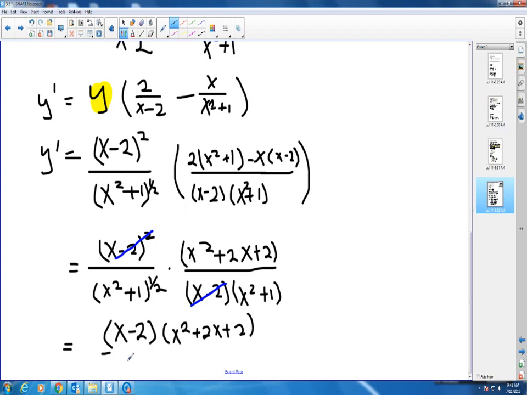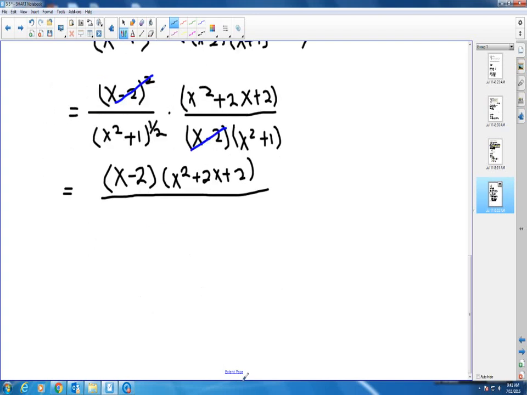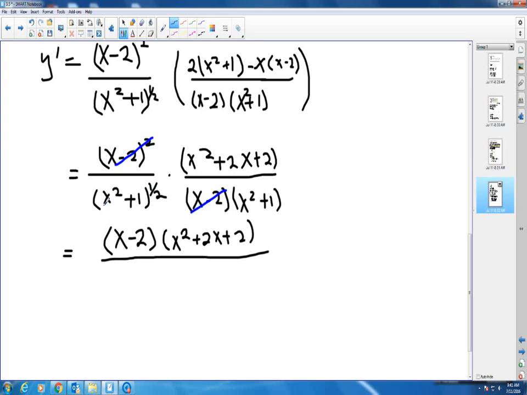Over, so the bottom x minus 2 is gone. Here I got x squared plus 1 to the half power, and the other one to the first power. So use the power rule here, I can add them up. Half plus 1 will tell me this is going to be x squared plus 1 to the 3 half power. Half plus 1 is 3 half. There you go. That's the answer.